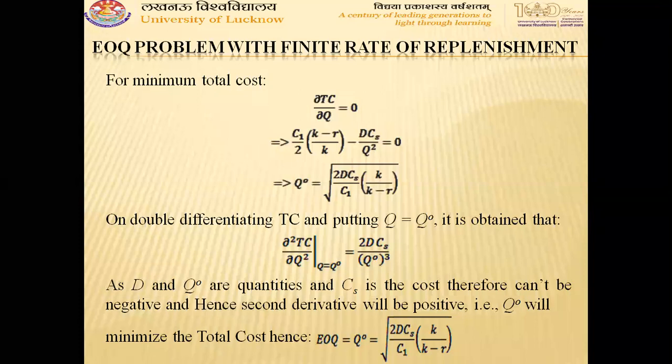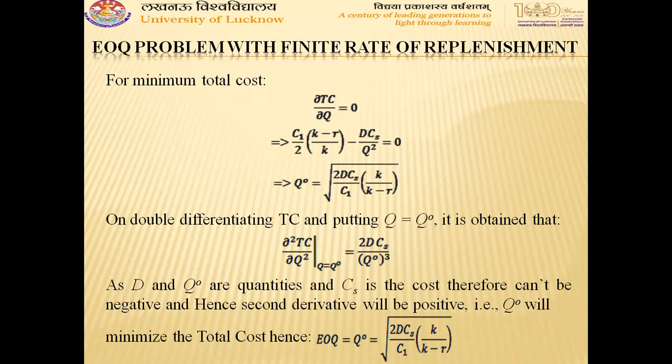Putting q equals q naught, we can see that d is a positive quantity, d is a quantity and cannot be negative. Cs is the cost, which can also not be negative. q naught is again the quantity ordered, so it can also not be negative, so q will also be positive. So the term del 2 TC upon del q square is positive at q naught equals root 2 dCs upon c1 into k upon k minus r.